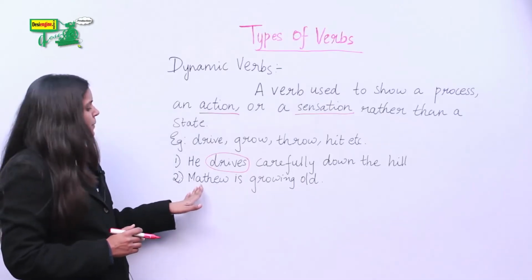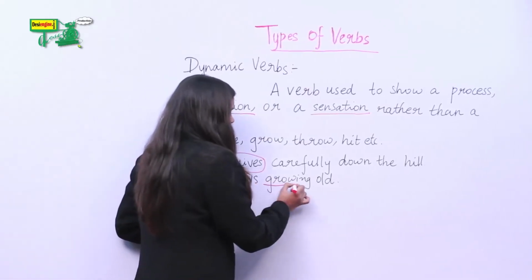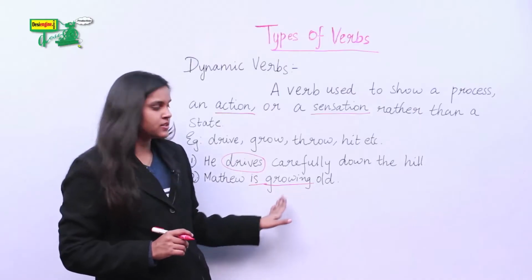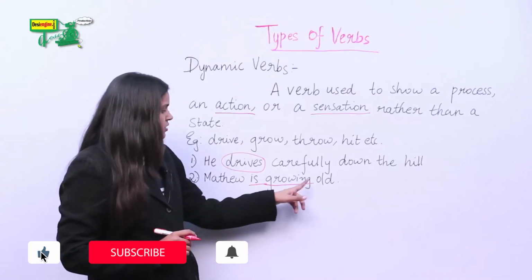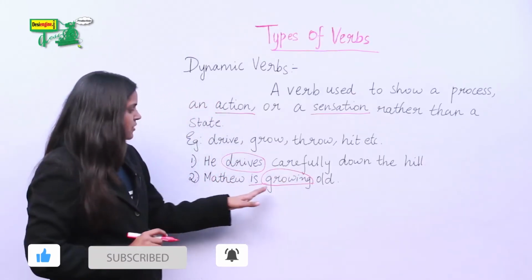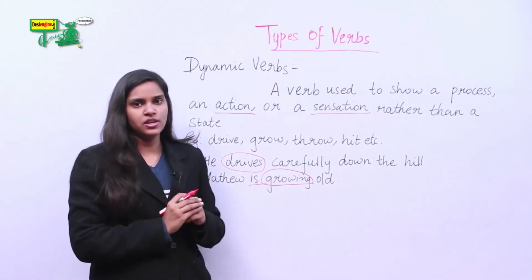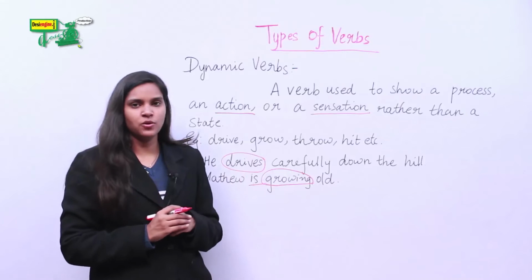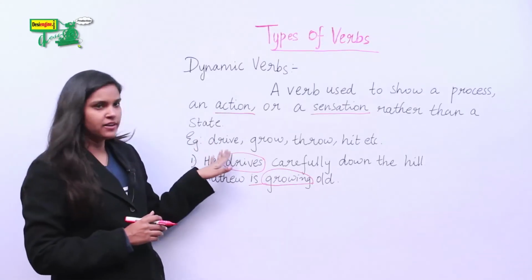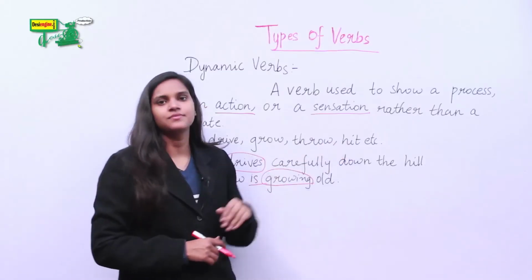Next sentence, Matthew is growing old. Here, the verb is growing and the word growing specifically means a process, that is the process of growing old. So this becomes our dynamic verb. Some of the examples of dynamic verbs are drive, grow, throw, hit.